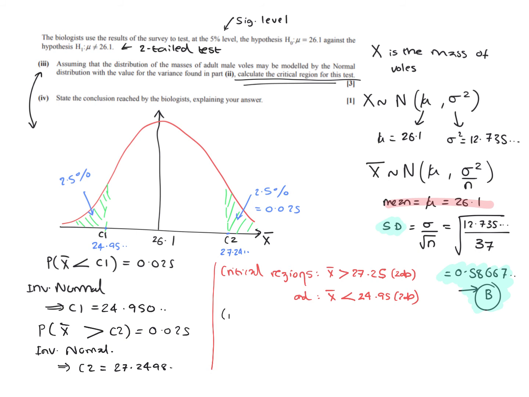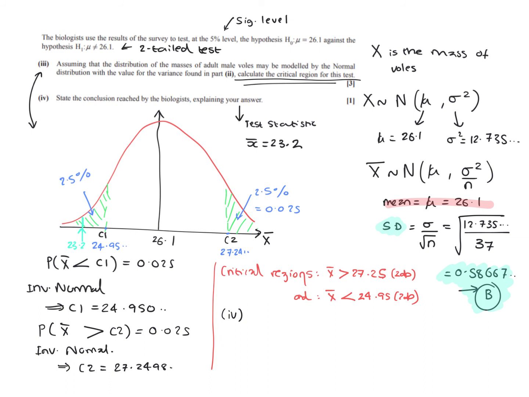Now, Part 4 asks us to state the conclusion reached by the biologist explaining your answer. Well, for this we need our test statistic, which is our value of the overall sample mean x bar, which if you recall was 23.2 to 3 significant figures. Now, is that in one of the critical regions? So, yes, it is. It's in this lower critical region here. If you look at the x-axis, 23.2 would feature here, so it's clearly in the critical region.